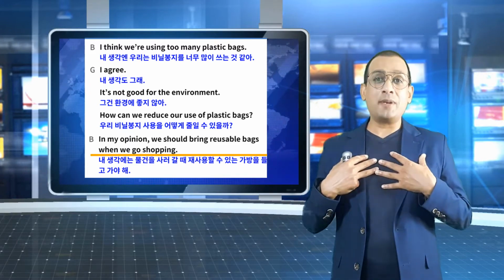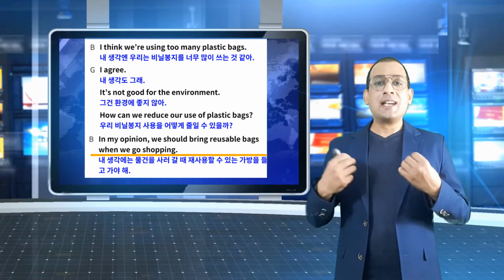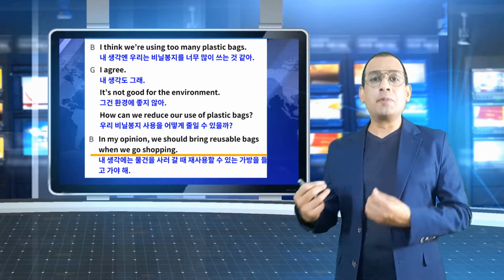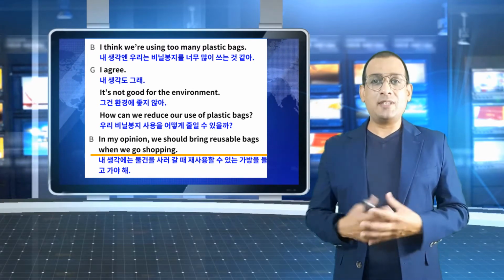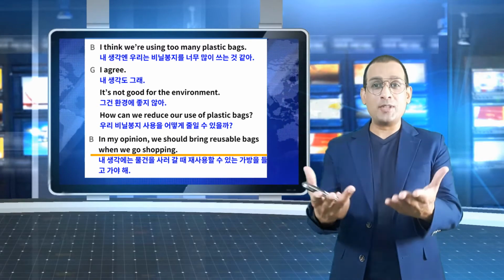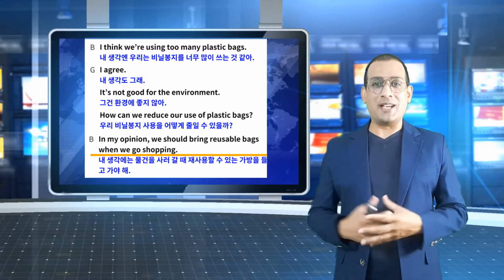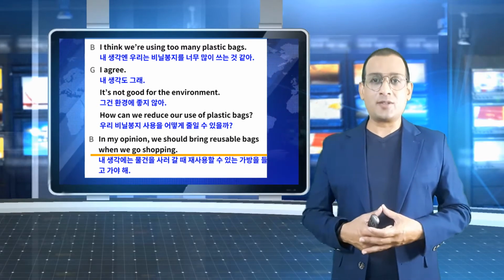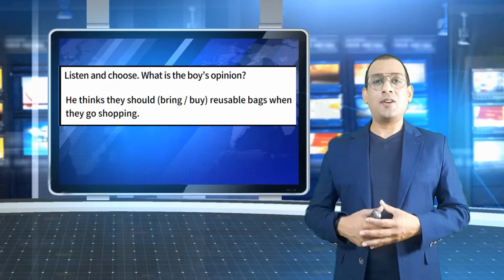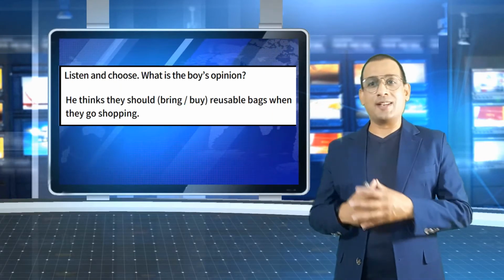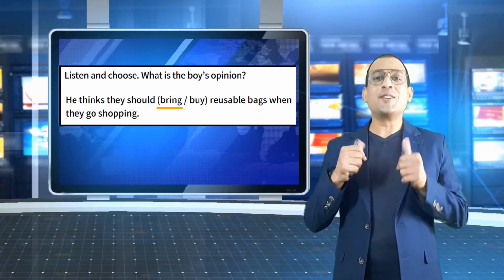So in his opinion, he wants us to bring reusable bags when we go shopping. When I go shopping, I always carry a reusable bag to save the environment. Do you do that? I hope you do that. So what is the answer, student? Buy or bring? If you said bring, you are correct.